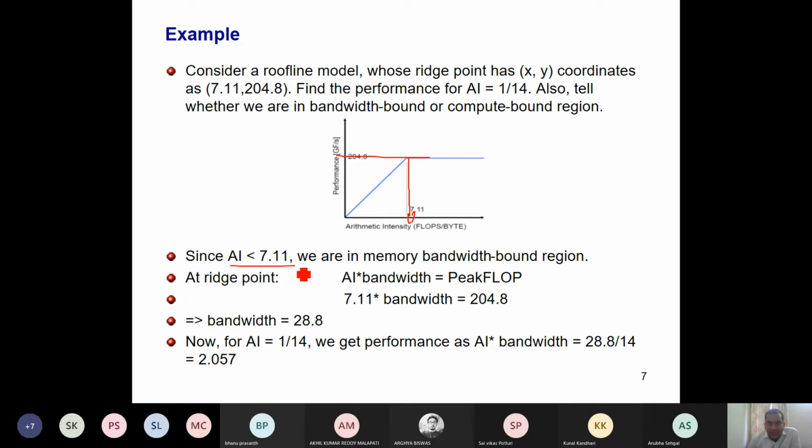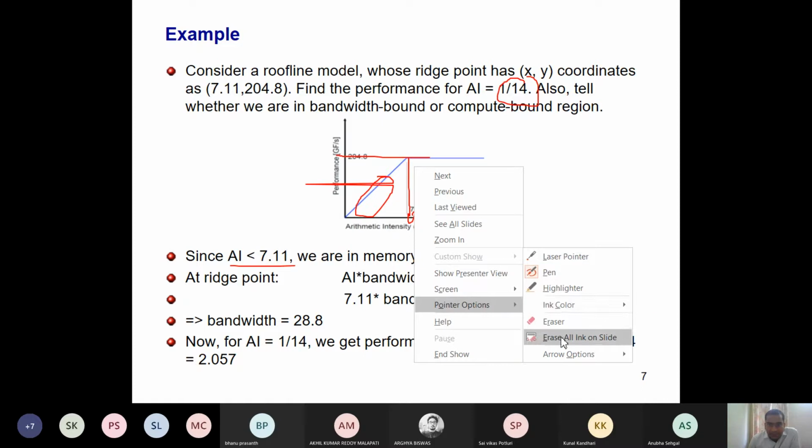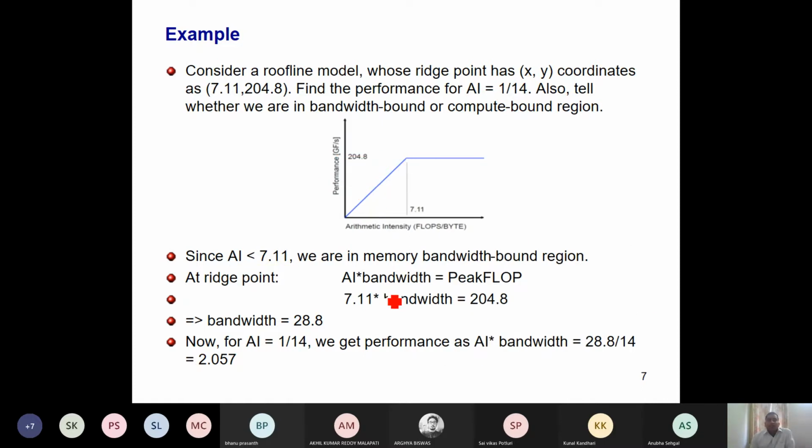Now, first of all, because the AI value of this one, 1/14, is less than 7.11, that means we are in this region, right? We are in a memory bandwidth bound region. So first of all, let us find out what the memory bandwidth is. So AI into bandwidth equals peak flop at this ridge point. At this ridge point, as we showed on the previous slide, AI is given as 7.11, peak flop is given as 204.8. Now the bandwidth is 28.8.